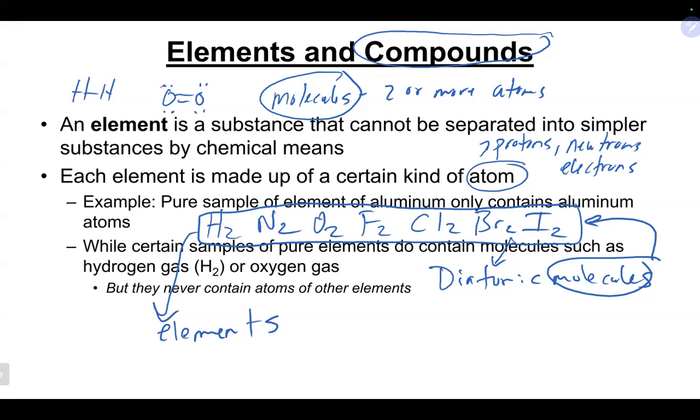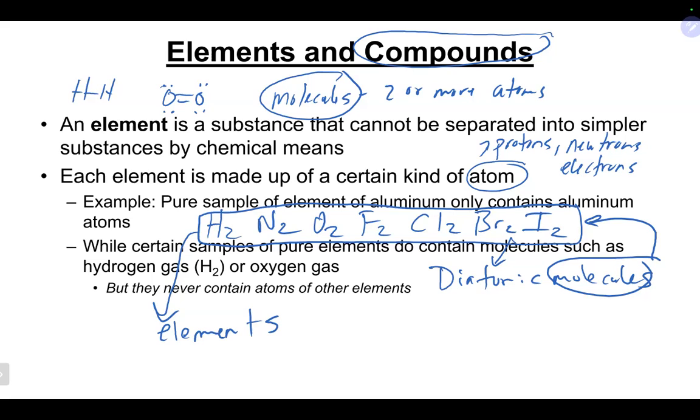The one thing that these guys are not considered is actually compounds, because compounds are two or more atoms of different elements. So in order for something to be a compound, you have to at least have two or more different elements involved. So these are molecules because they have two atoms, but they are not going to be compounds. And they are still elements because all the atoms are the same element.